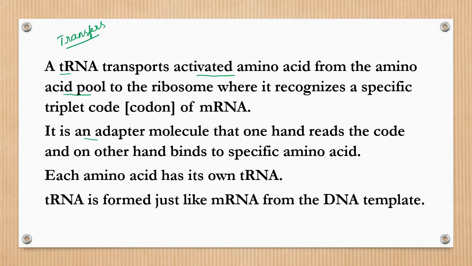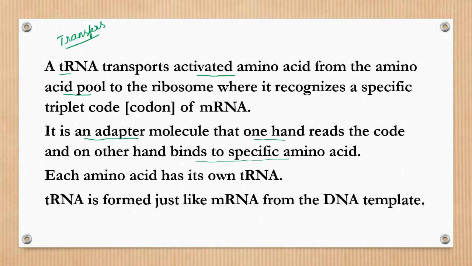tRNA is an adapter molecule that on one hand reads the code, that is the triplet codon, and on the other hand binds to the specific amino acid. That is the reason why the tRNA is considered an adapter molecule. So why is the tRNA called an adapter molecule? Because one end reads the codon and the other end binds to the specific amino acid.